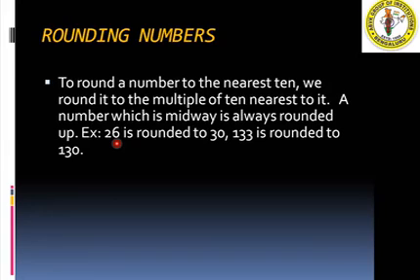So you know that 6 is greater than 5. So if it is greater than 5, automatically the number in the tens place will change to the next number. So you will get 2 after 3. This number will become 0 and this will change to the next number, 30.